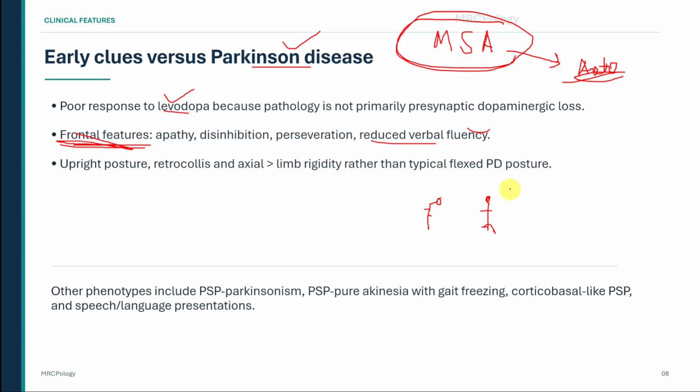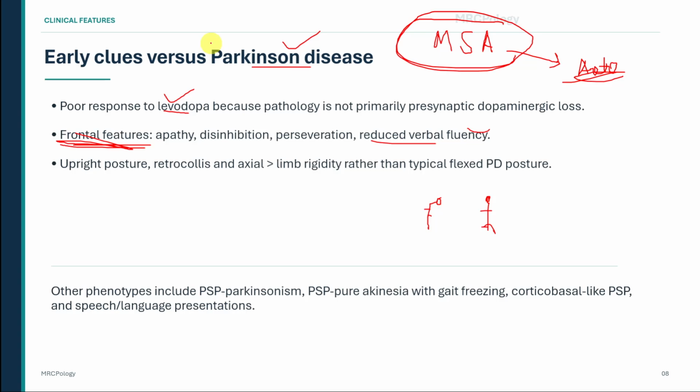Do not confuse PSP with normal pressure hydrocephalus. NPH gives the triad of gait disturbance, urinary incontinence, and cognitive impairment. The gait is classically magnetic, and imaging shows ventriculomegaly. PSP gives vertical gaze palsy, early backward falls, axial rigidity, and poor levodopa response.